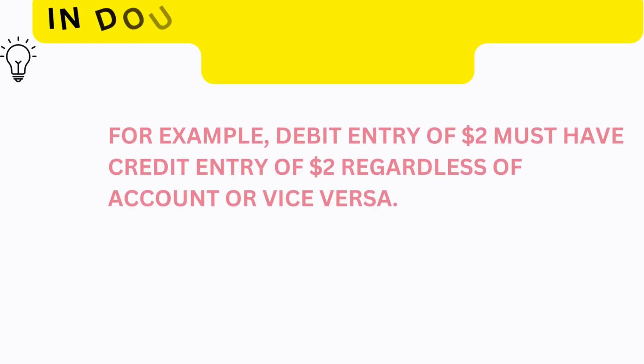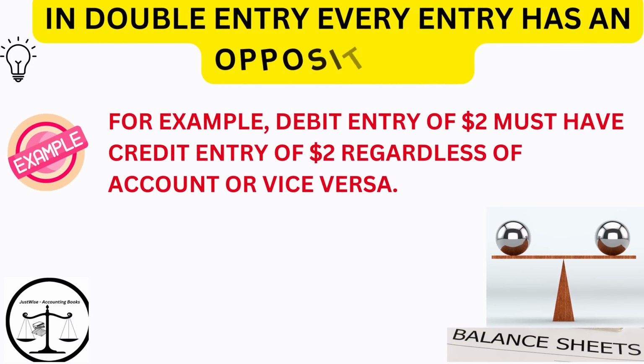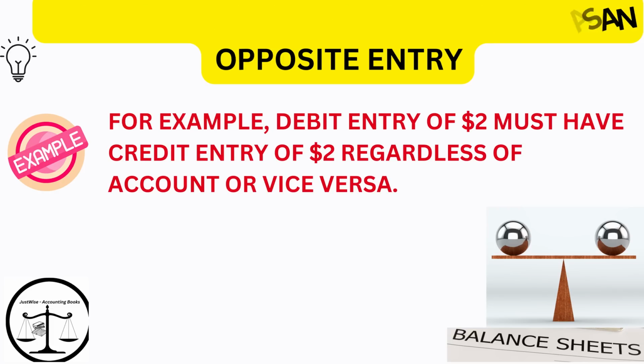Before we start discussing the hack, I would like to bring up a few things. Please see them on screen. 1. In double entry accounting, every single entry must have an equal and opposite entry. For example, if you make a debit entry of $2, you also have to find an account to make a $2 credit entry in order to balance the account.